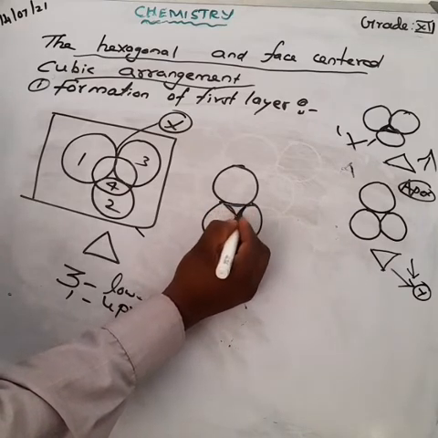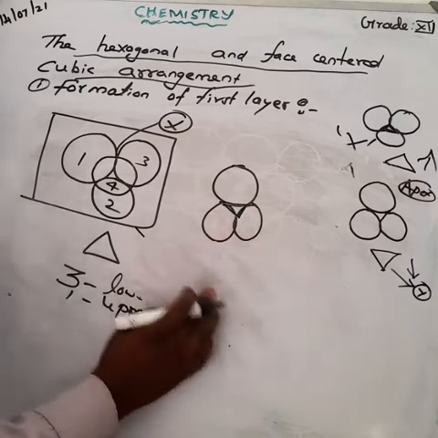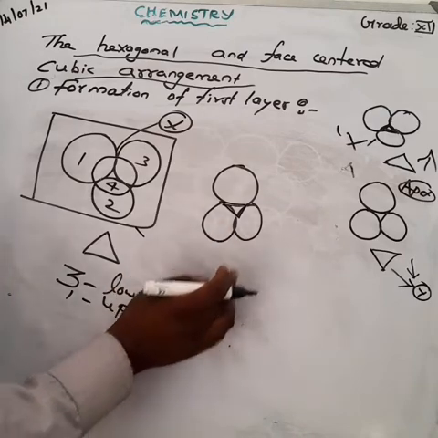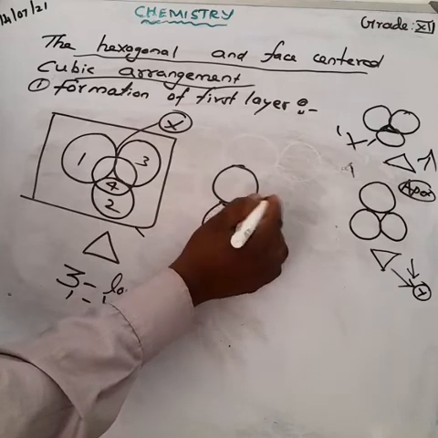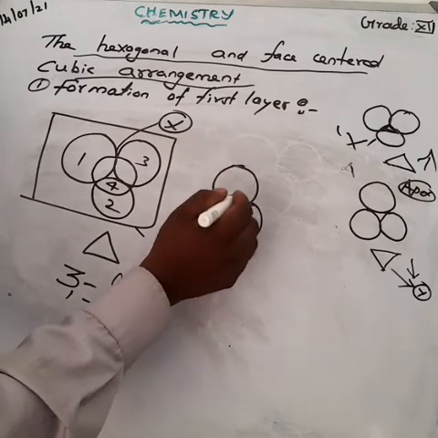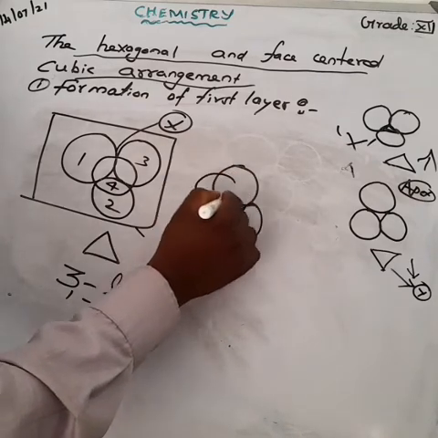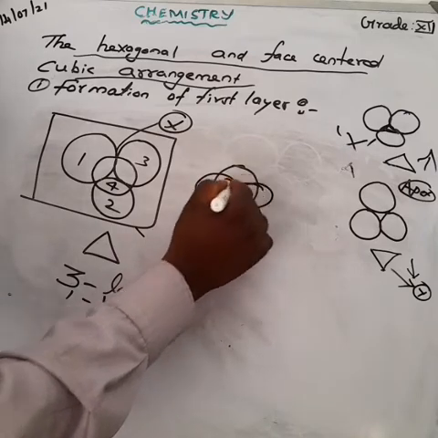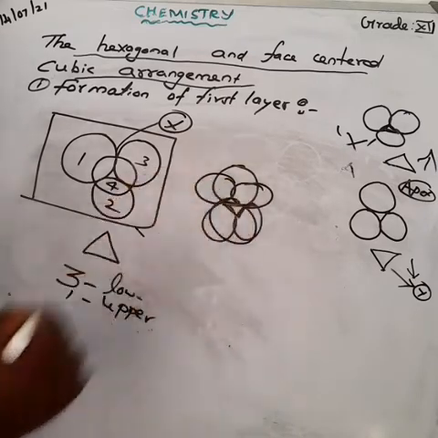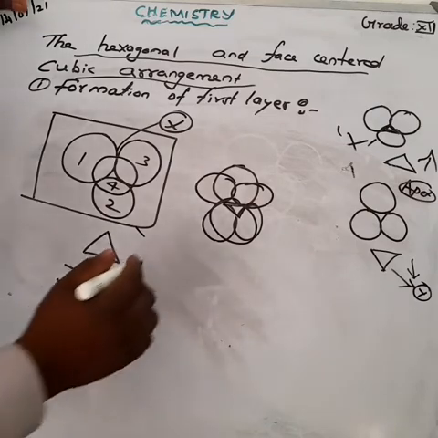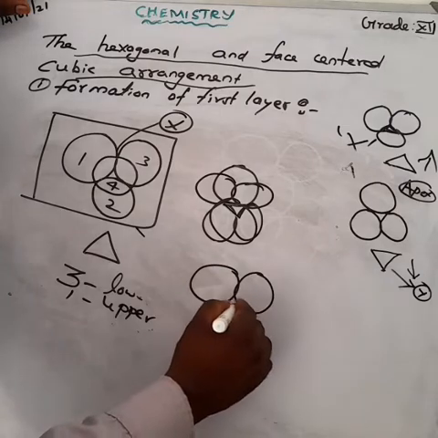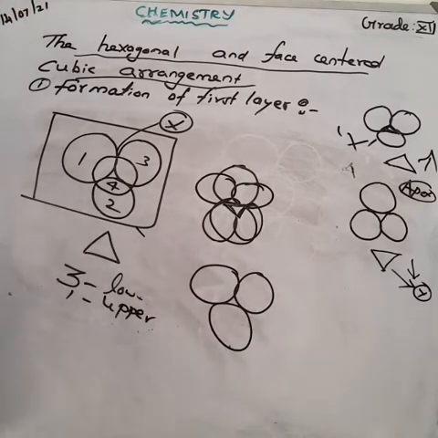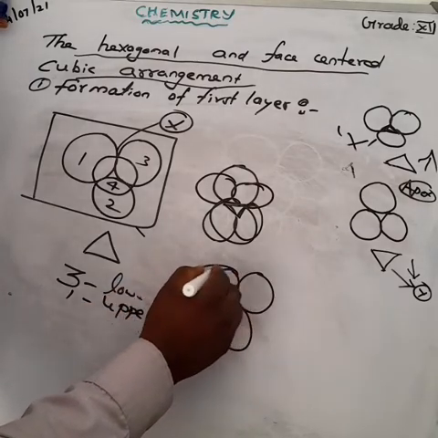Here, at the same time, the Y voids in the first layer are partially covered by the spheres of layer B. It is partially covered. Such a void is called an octahedral void. This type of void is called octahedral because what is the reason? The spheres are not fully covered. It is partially covered.